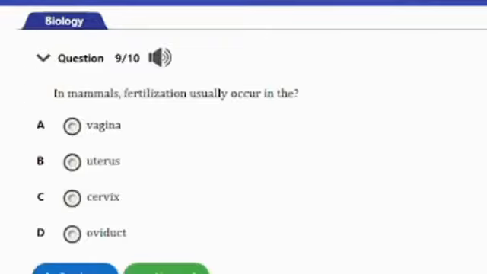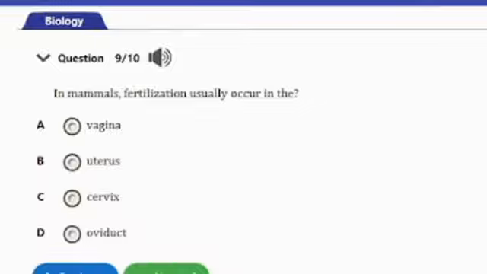So let's go ahead and consider the next question. Question number 9 says, in mammals, fertilization usually occurs in the: A, vagina, B, uterus, C, cervix, D, oviducts. The answer to this question is option D, the oviduct. So that's it for that question.